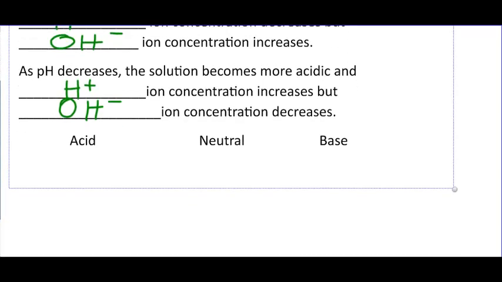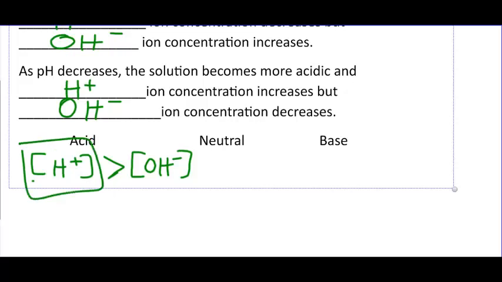So in an acid, everybody, the concentration of H+, those brackets mean concentration, is greater than the concentration of OH-. So remember we said acids donate hydrogen ions? That doesn't mean that there are not hydroxide ions present. There are, but they're present in a very small amount. So in an acid solution, it's all about the H+, and there's a few OH-.